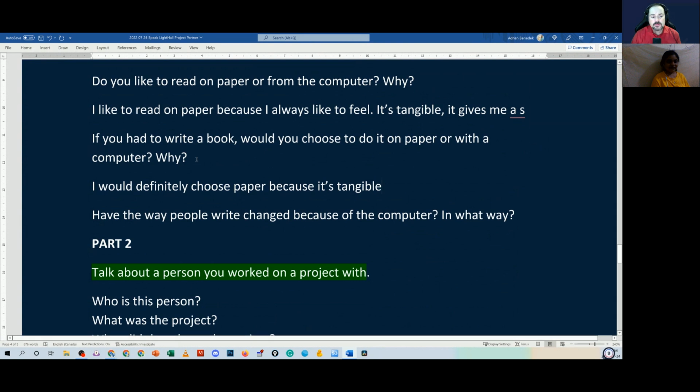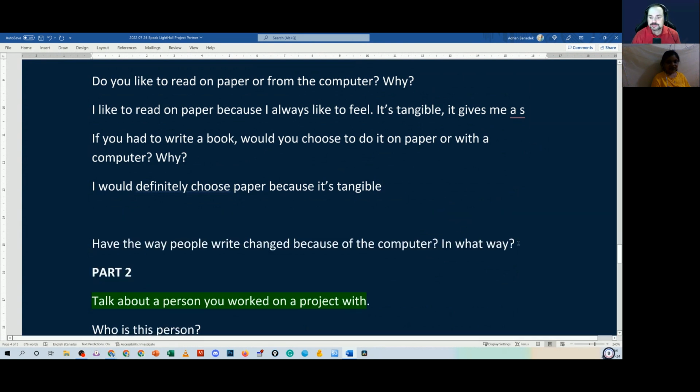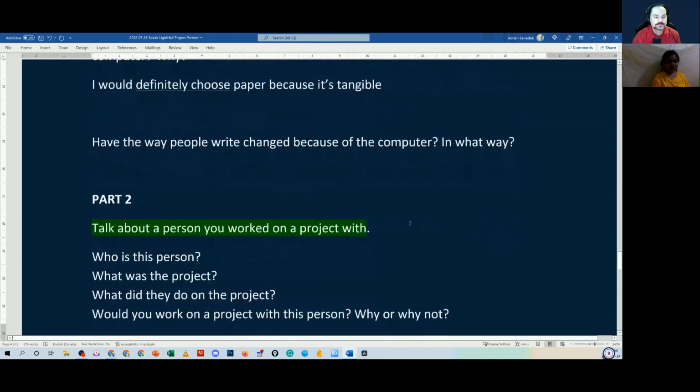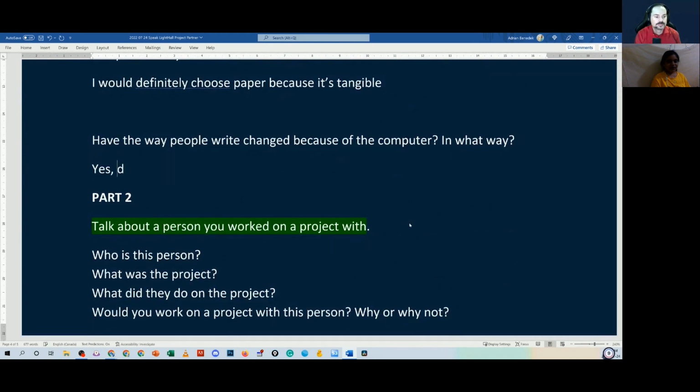Has the way people write changed because of the computer? Yes, definitely. Because in this 21st century, everything is dependent on computers, and, I'm sorry.